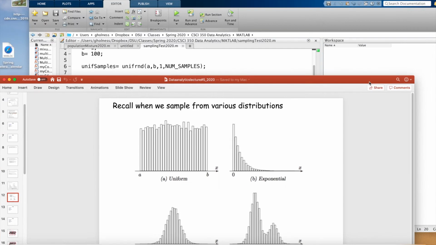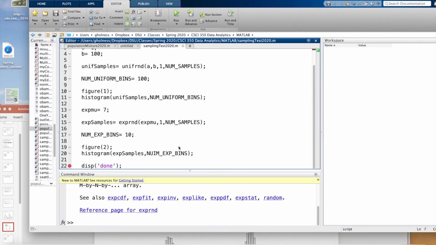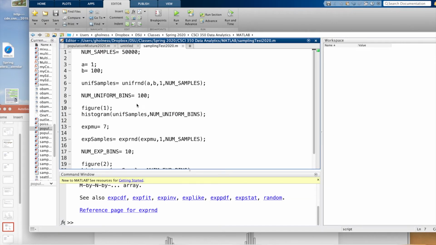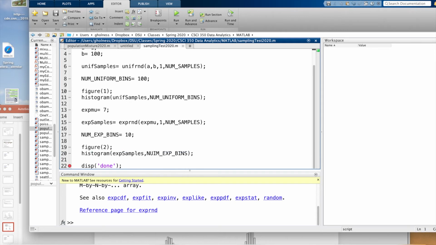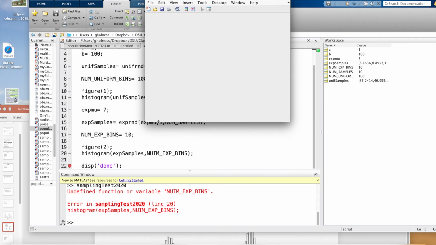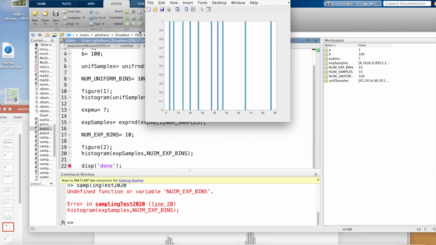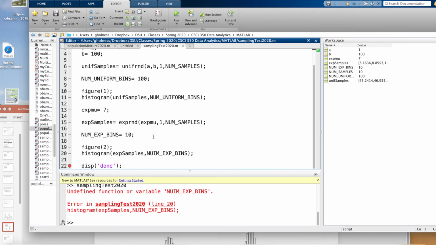Okay? All right. So let's take a look at that. So we start out, and the number of samples, we said it was 50,000. Let's set it back to 10, right? So we save that, and we're going to focus our attention on figure 2. So let's run this. Oops, I misspelled something. There we go. Num, not num. All right.